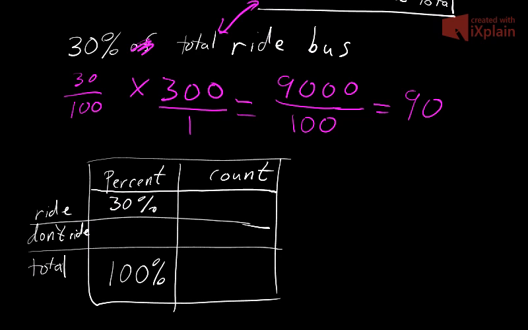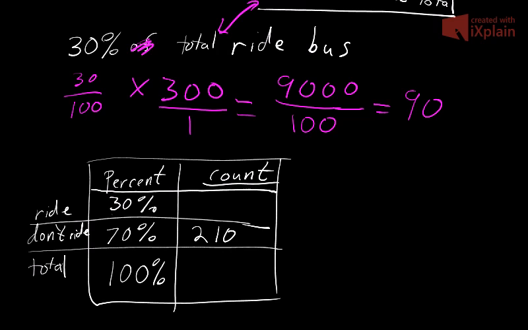I also know that my count of kids that don't ride the bus is 210. That means if I counted all the kids that don't ride the bus, I would have 210. So that fills in the count. And now I have to figure out what else I can fill in. Percentages need to add up to 100 because they're out of 100. So 30 plus something is 100, and that something's going to be 70%.